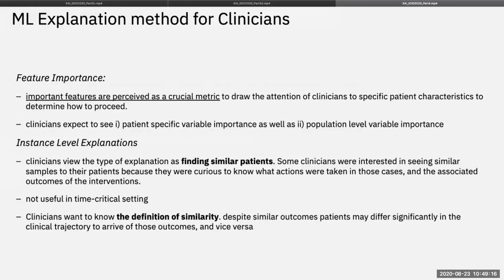Clinicians want feature importance to draw attention to specific patient characteristics about how to proceed with them. Thus, they expect to see both patient-specific variable importance as well as population-level variable importance. Clinicians view instance-level explanations as finding similar patients.